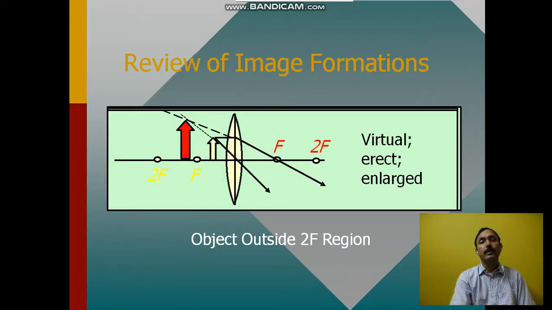So, review of the image formation of the biconvex lens. If we place the object in between the optical center and the focus, the image will be virtual, erect and enlarged.